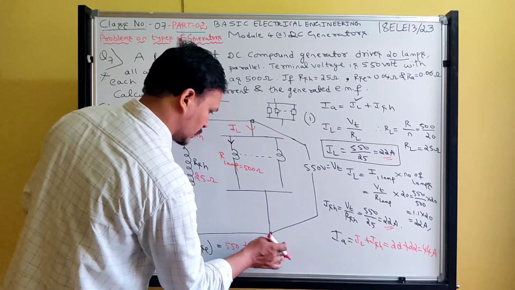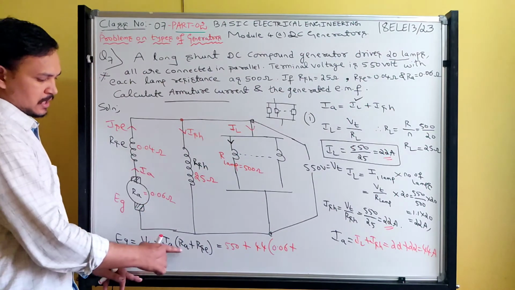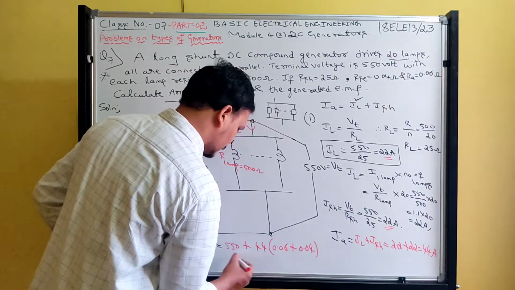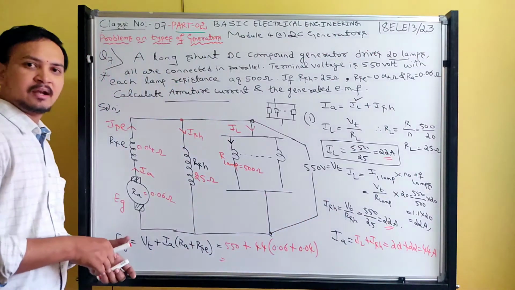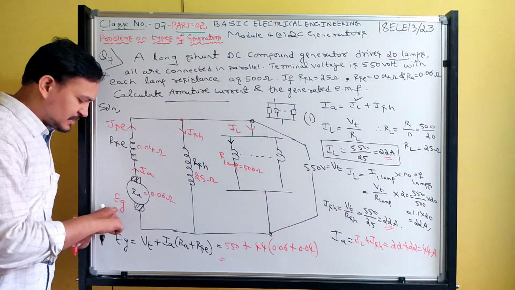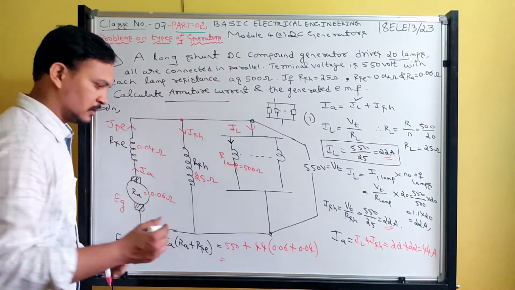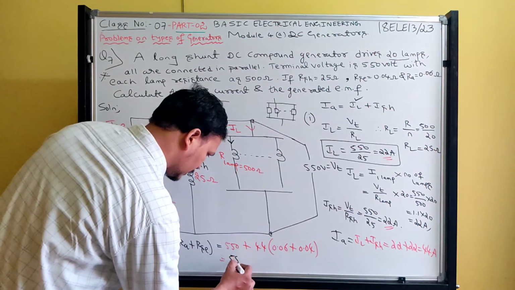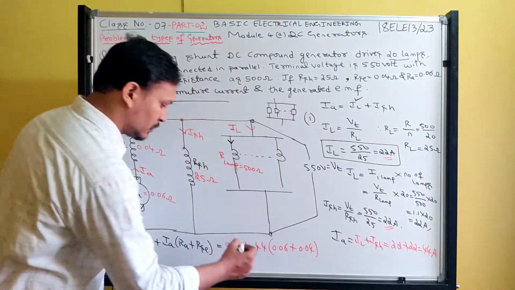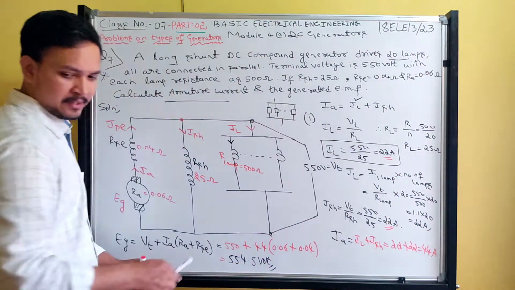Within the bracket, the armature resistance is 0.06, plus the series field resistance, 0.04. Guys, do this in the calculator. The concept is that Eg should be more than Vt; only then is it a generator. By solving in the calculator, you will get 554.5 volts. Check out the answer.